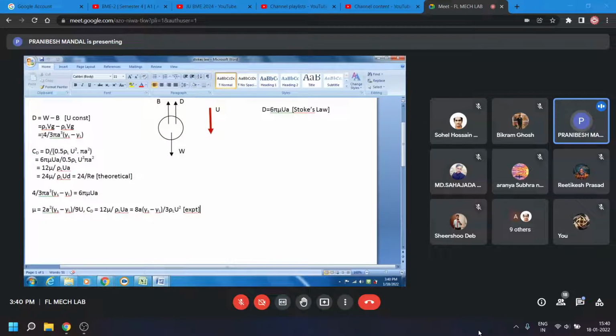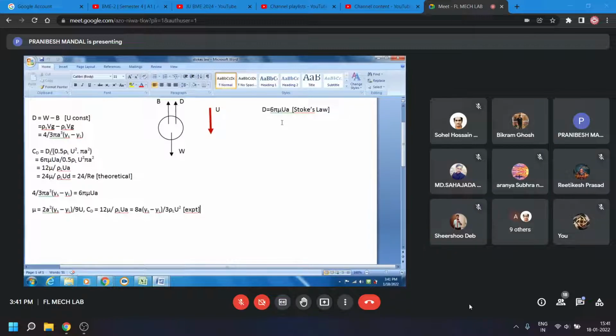One drag you are going to find from here, yes or no? Four by three pi a cube gamma s minus gamma l. That will give you the actual drag. That is not coming from the Stokes law, yes or no? Yes, sir. So can I say this is my actual drag and this 6 pi mu a is my theoretical drag? Yes or no? Yes, sir.